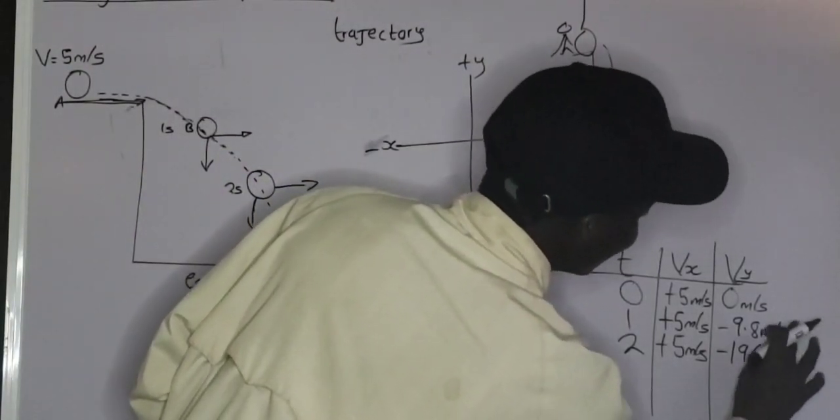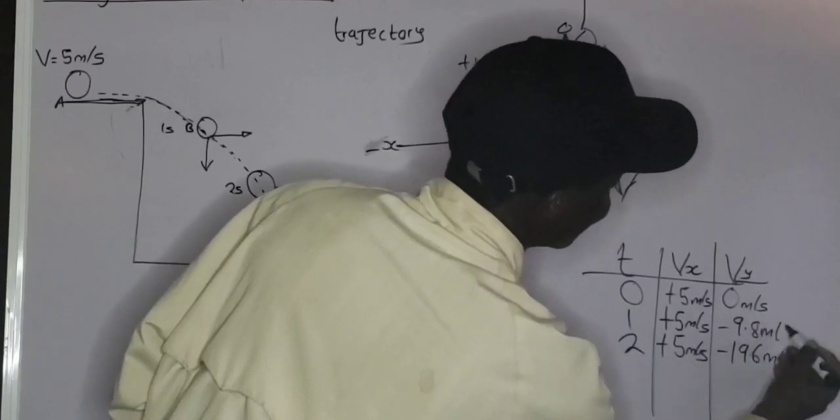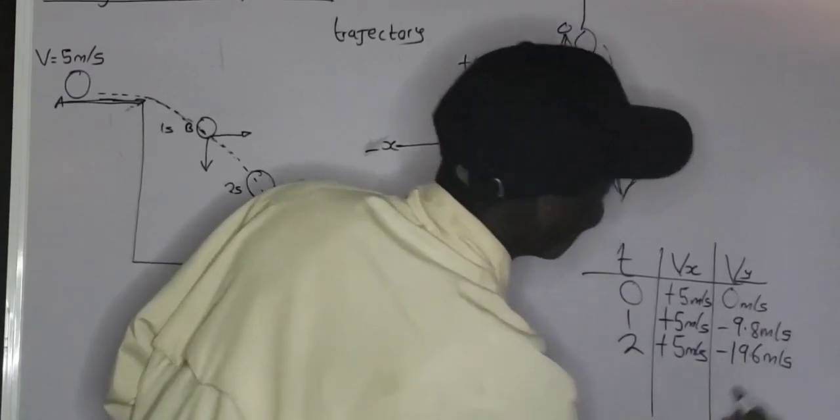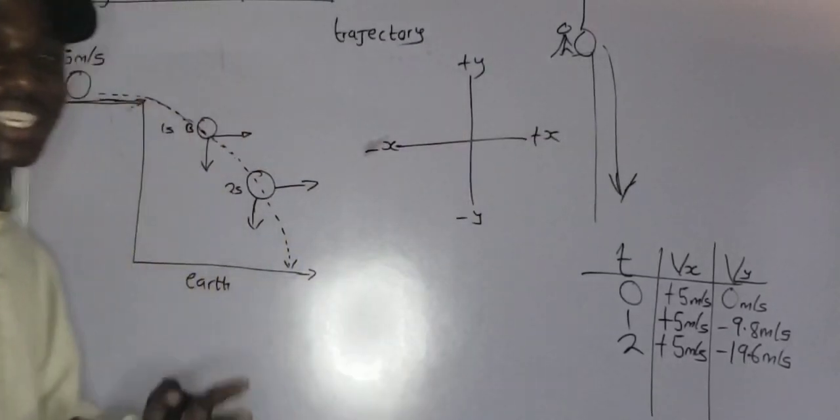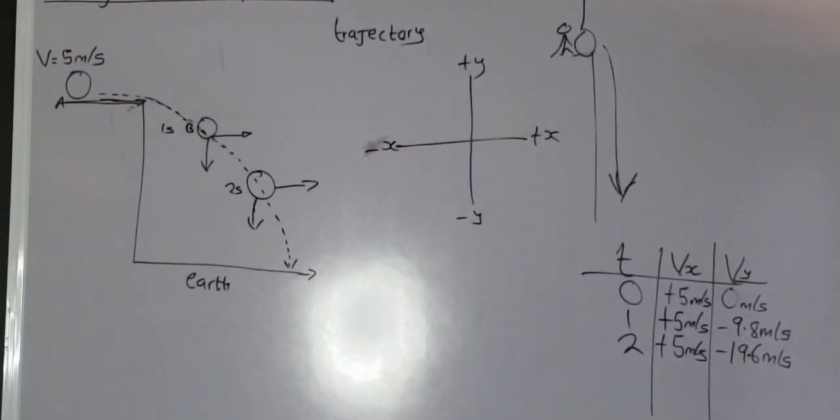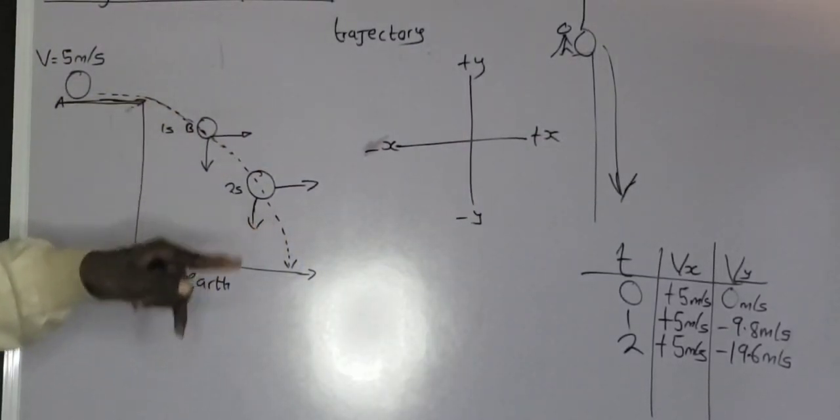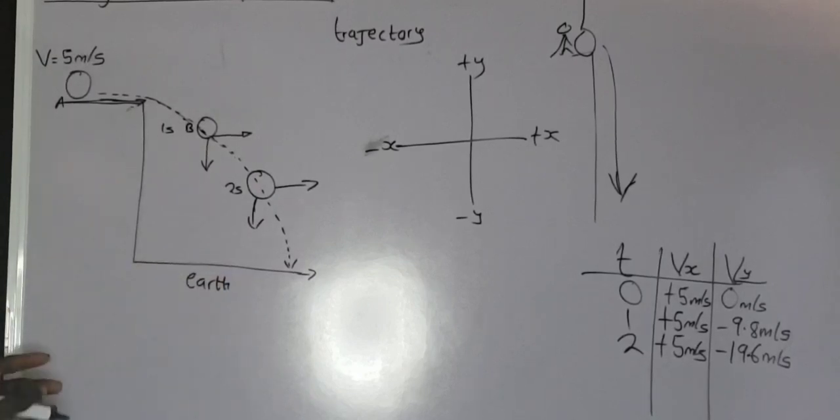Oh, sorry. This is meter per second, okay? Do you understand? Please, don't be confused. We are dealing with velocity here. We are not dealing with acceleration. Do you understand? So, this is meter per second. So, now let us proceed.